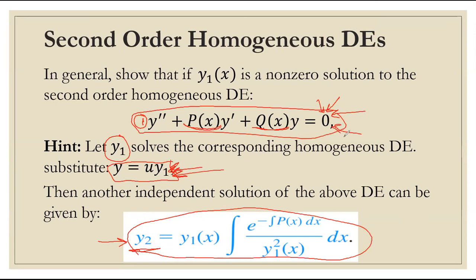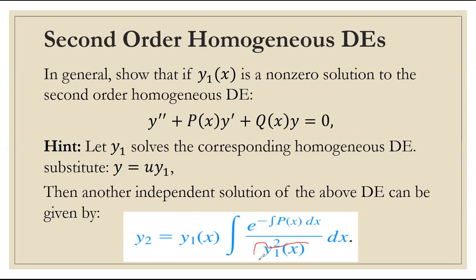Okay, let us read the second solution, y2. It is y1, which I'm going to give you, times an integral of a fraction. In the denominator you have the square of my function, which I'm going to give you, and in the numerator you have the exponential of negative integral of b(x). Where is b(x)? It is the coefficient of y prime. Okay, is it clear now?